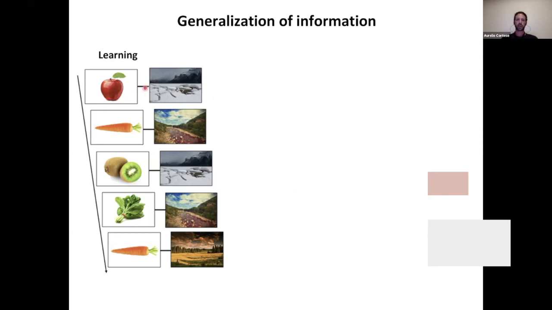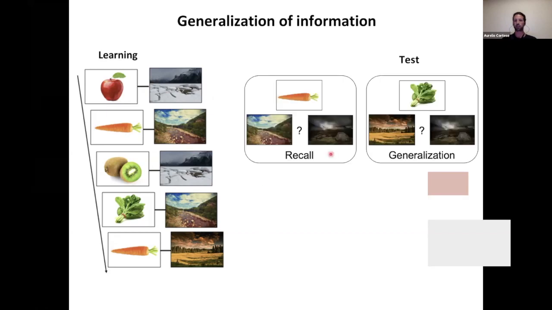We might experience many of these pairs together. If later on I ask you, for the carrot, you might choose between those two options. You might choose the river because you've really experienced them together in the past. So you might think, okay, I'll choose this one. On the other hand, for example, if I present you this spinach, and maybe you've never experienced it with either of those two sceneries, this field and this cloudy landscape.